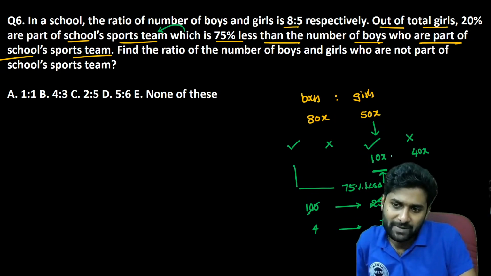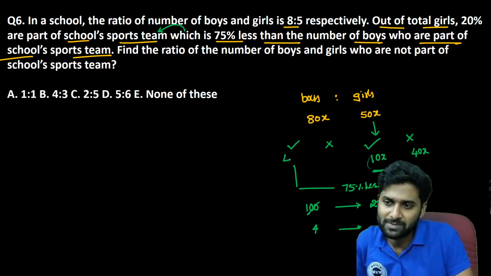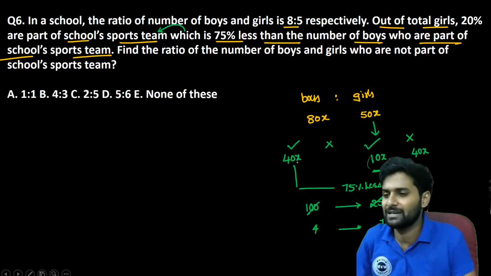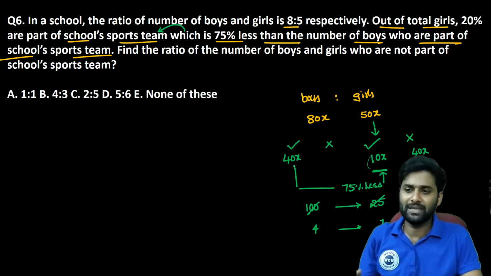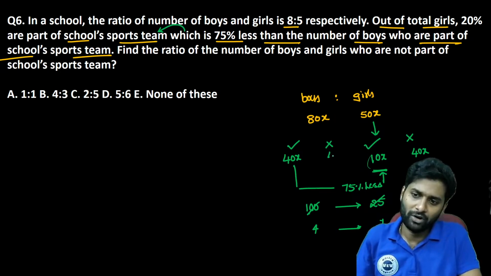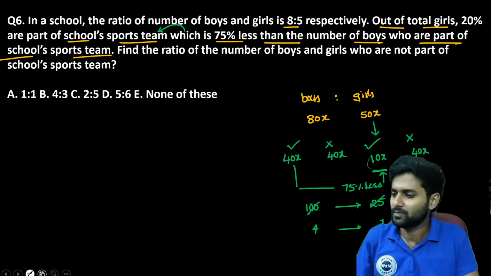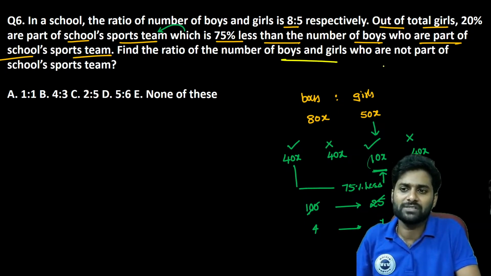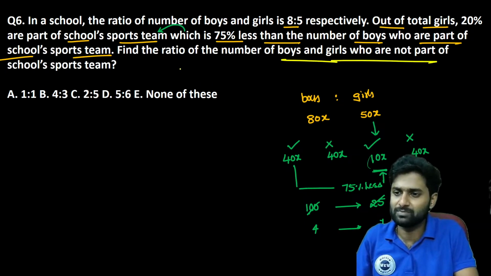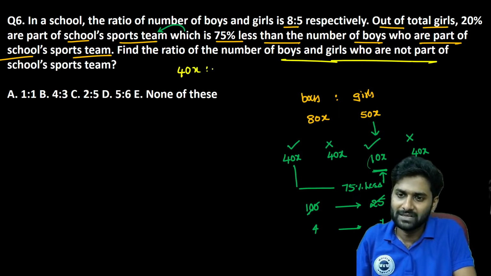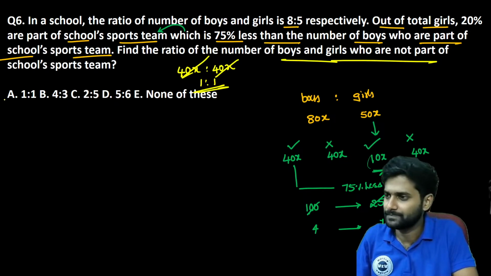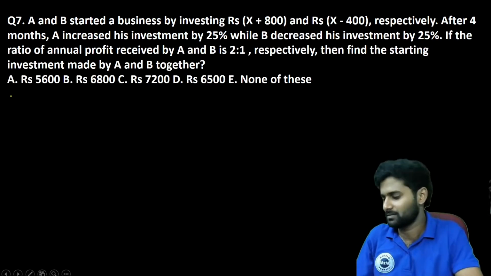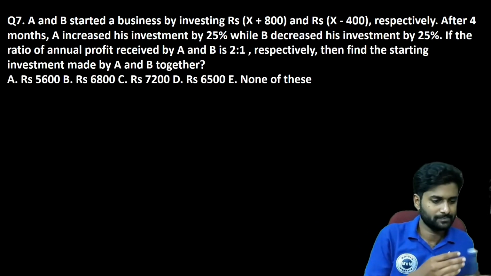Now how many girls participated here? 10x. Now how many boys participated? Out of 80x, 40x participated. Now 40x are boys who participated, 40x who did not participate. Now just go through the question now. Find the ratio of the number of boys and girls who are not part of the school sports team. Boys 40x, girls also 40x. Now the ratio becomes 1:1. On to the next question.